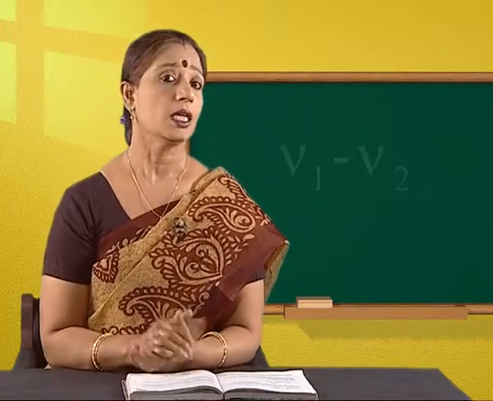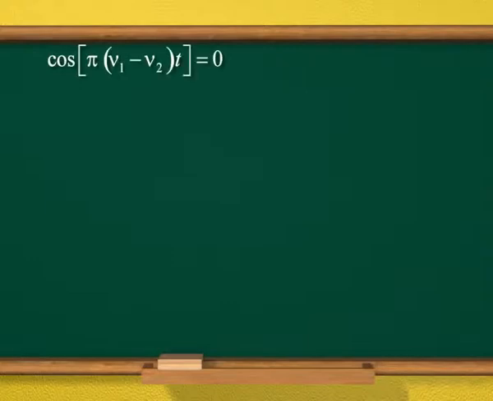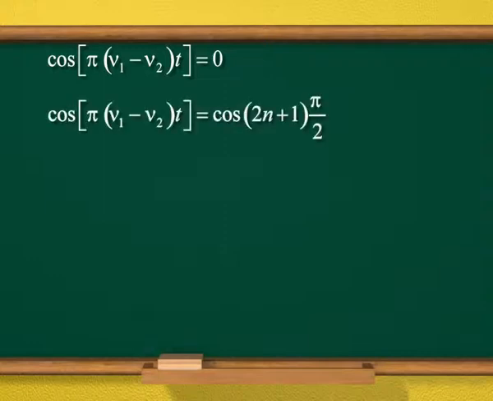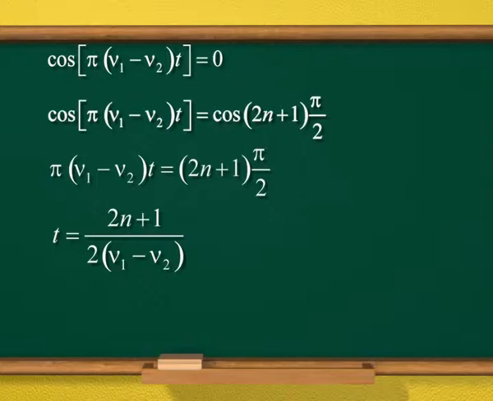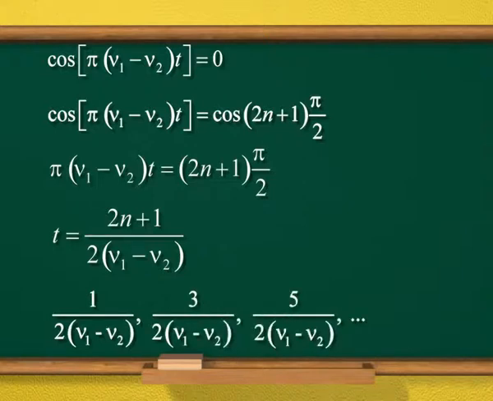Similarly, the amplitude A will be minimum when cos of pi (nu1 minus nu2) into t is equal to 0, or equal to cos of (2n plus 1) into pi by 2, where n is equal to 0, 1, 2, 3 and so on. Or pi (nu1 minus nu2) into t must be equal to (2n plus 1) into pi by 2. Therefore, t is equal to (2n plus 1) by twice (nu1 minus nu2). Hence, the amplitude of the resultant wave, and therefore the resultant intensity of sound, will be minimum at times 1 by 2(nu1 minus nu2), 3 by 2(nu1 minus nu2), 5 by 2(nu1 minus nu2) and so on.